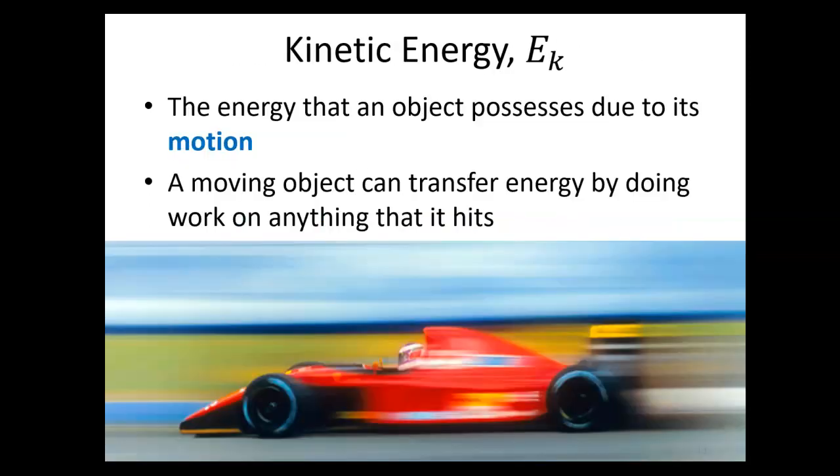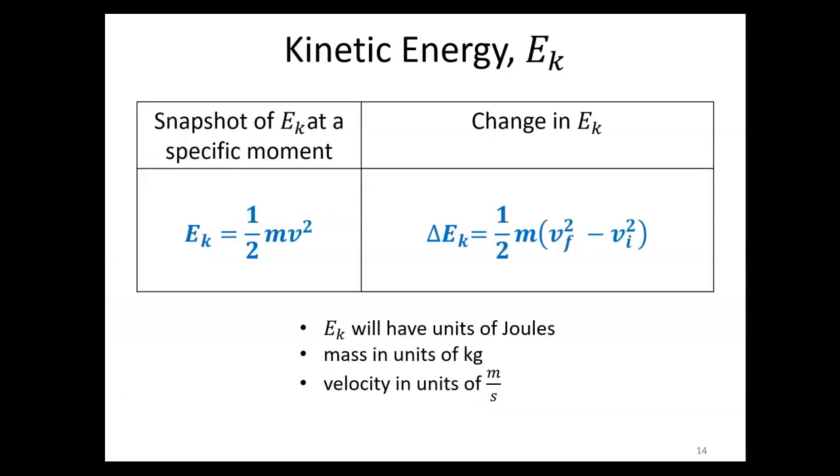Okay, let's switch gears and talk about kinetic energy, E sub K. Kinetic energy is energy that an object possesses because it is in motion. And so when an object is not moving, it has no kinetic energy, and when an object is moving faster, the faster it goes, the more kinetic energy it has.